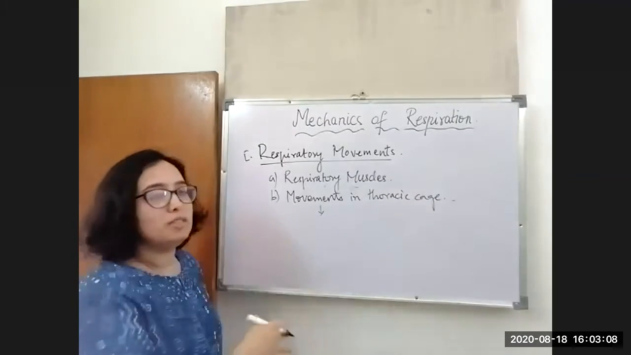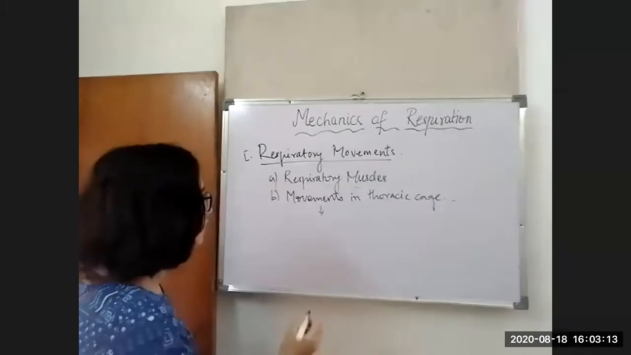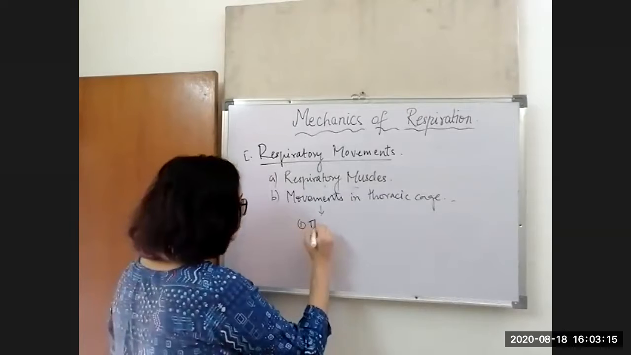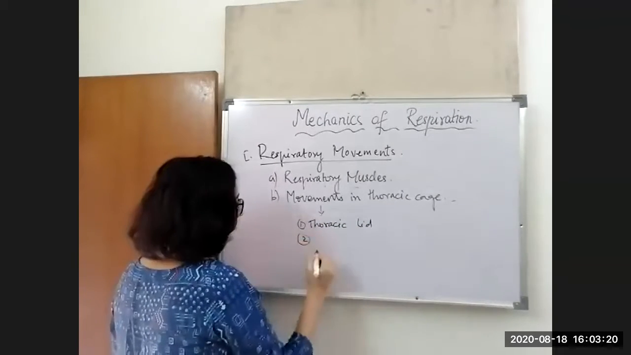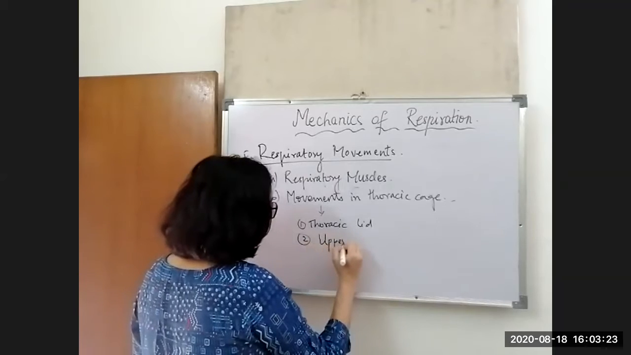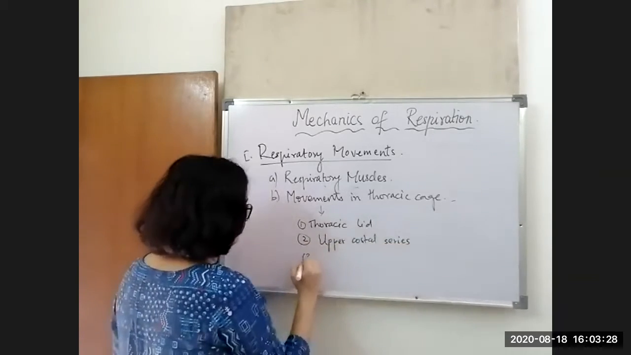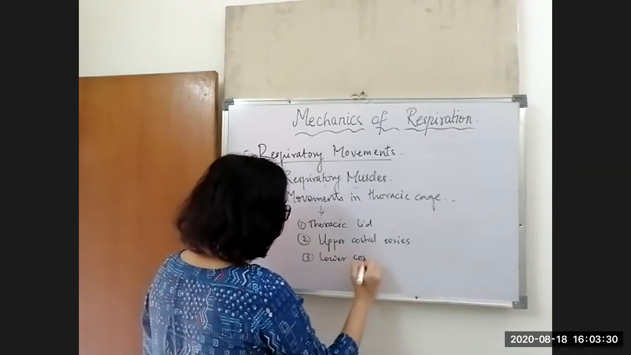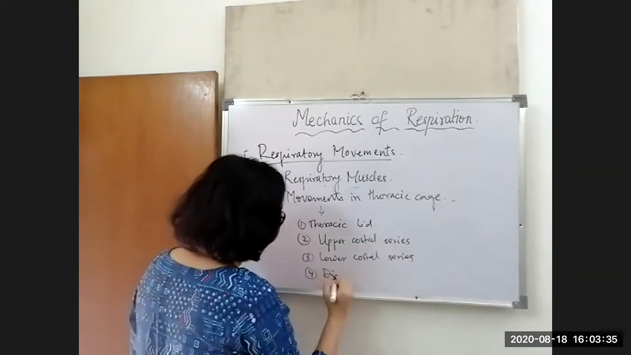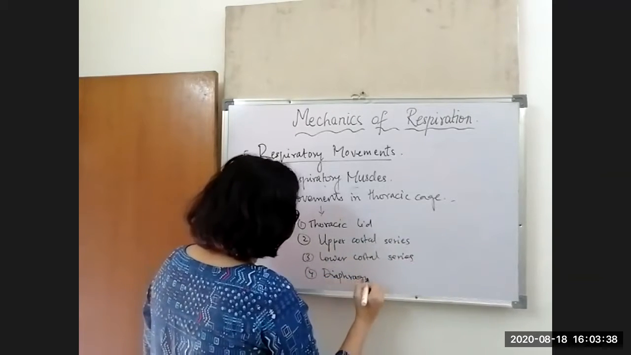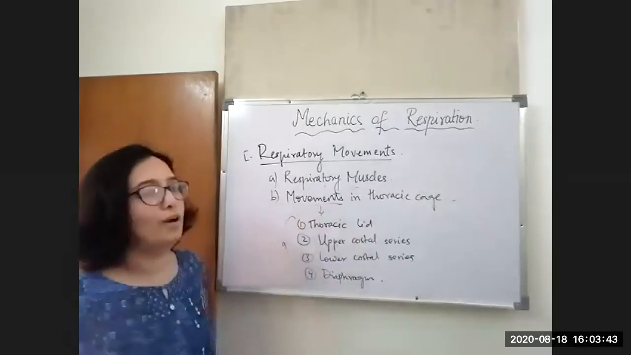So these movements are regulated by four structures, four main components, and they are thoracic lid, upper costal series, lower costal series, and lastly diaphragm. So these things decide the movements in the thoracic cage.